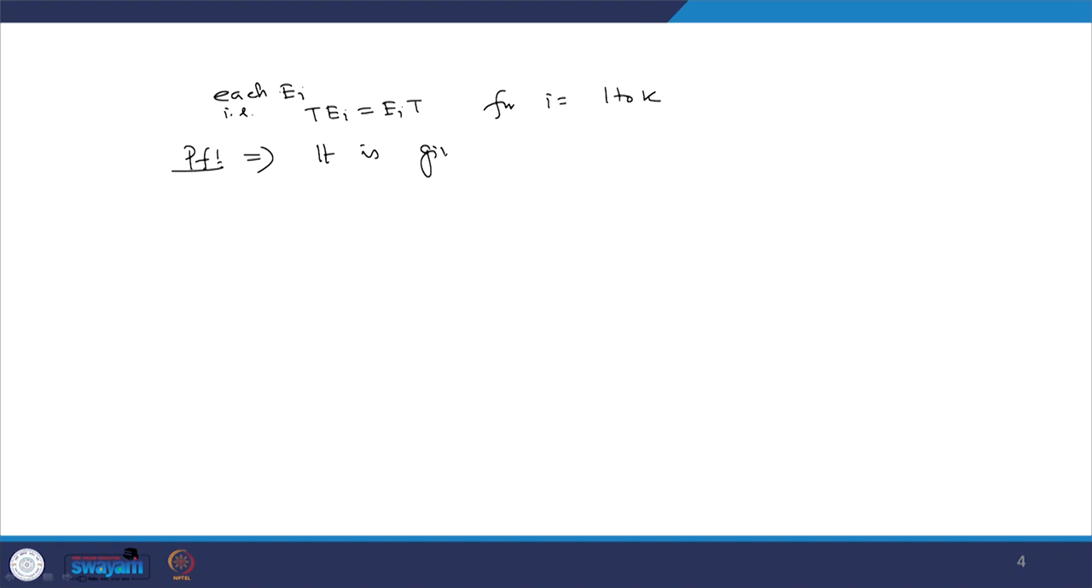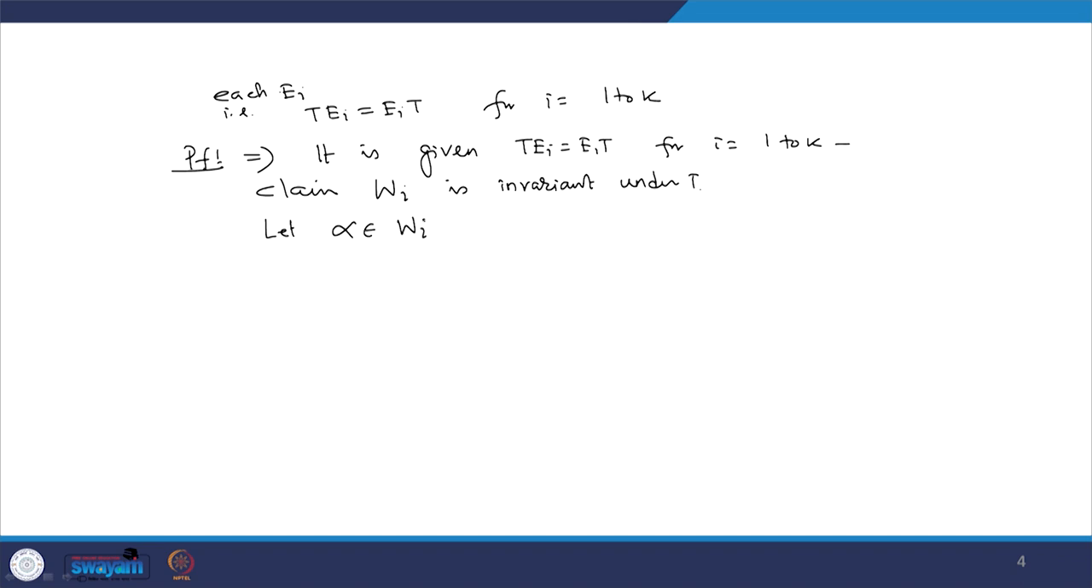It is given that T commutes with each Ei. So, T of Ei equals Ei T for i equal to 1 to k. It is given to us. Claim: Wi is invariant under T. Let alpha belong to Wi. Now, alpha belongs to Wi. This implies that alpha is in the range space of Ei. So, alpha equals Ei alpha. If I say that alpha belongs to Wi, then alpha equals Ei alpha.